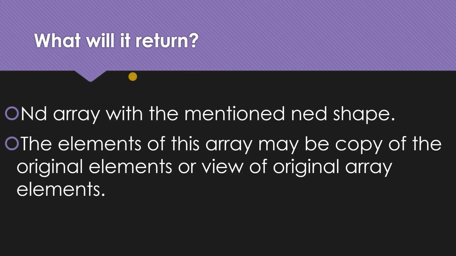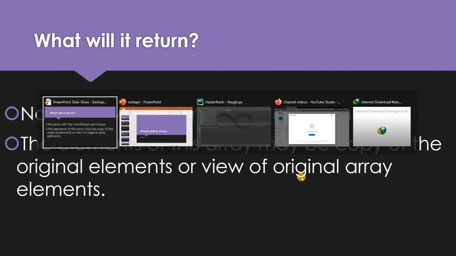Fine. Now, what will this function return? This function will return an ND array with mentioned shape. What is this? This is a typo. It is a mentioned shape. The elements of this array may be the copy of the original elements or the view of the original elements. So, fine. This much is enough.